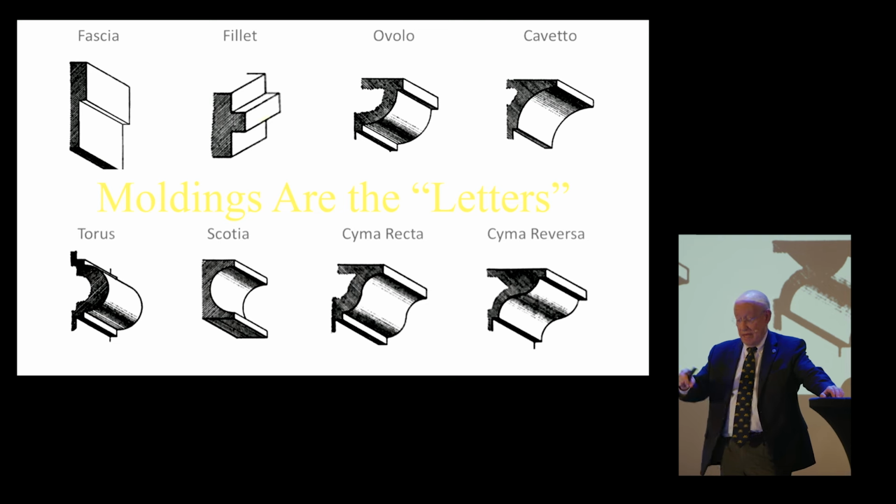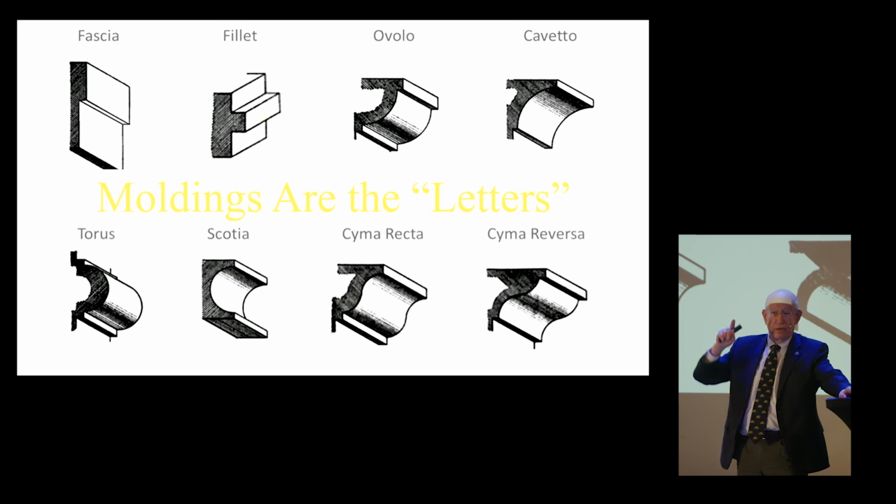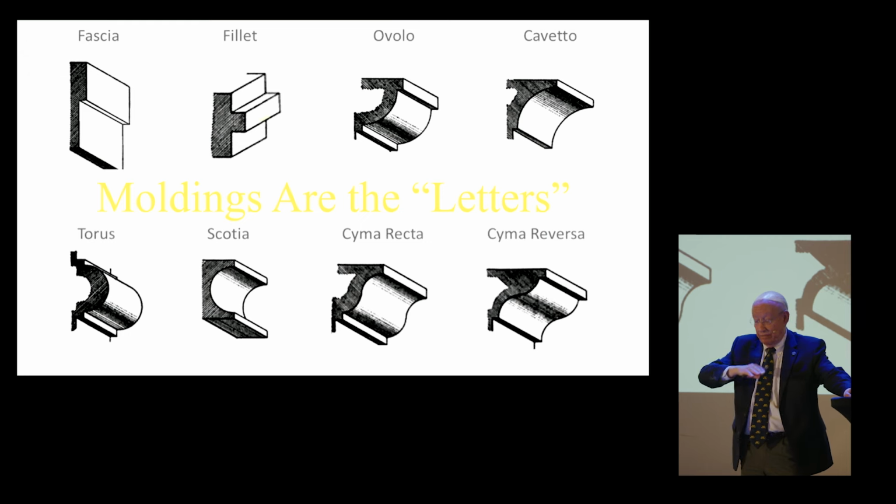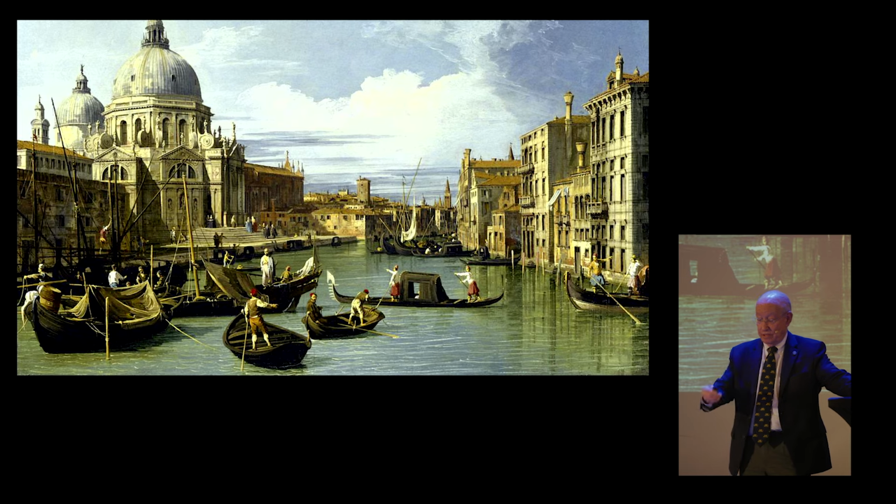And then we have cyma recta and cyma reversa. So the cyma recta has a horizontal thrust, cyma reversa has a vertical thrust. Horizontal thrust is about shelter, and the vertical thrust is about support. What else do you need in order to understand the built environment? Just a few more things. All these things come from there.